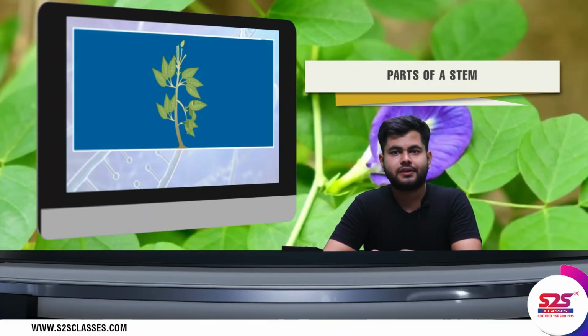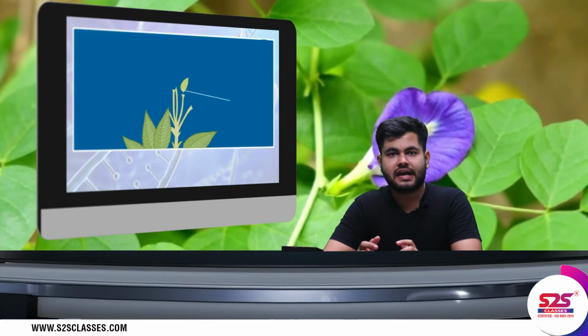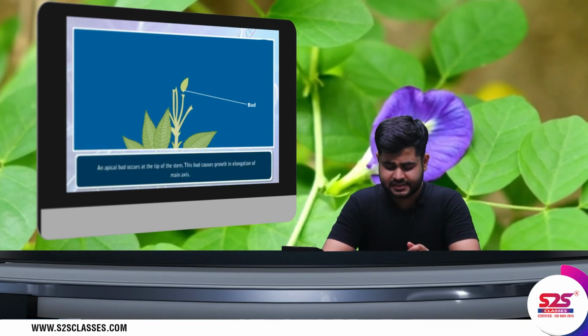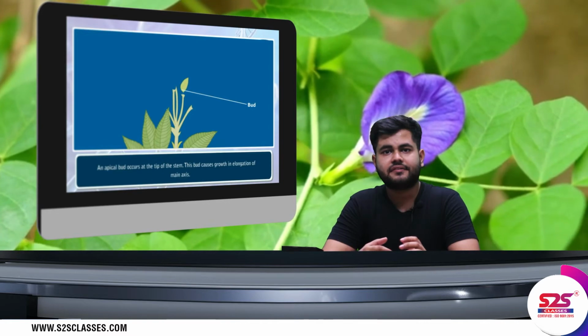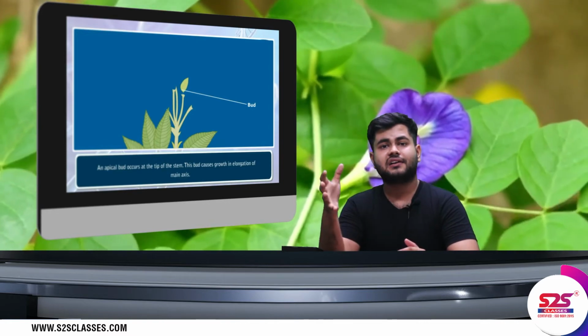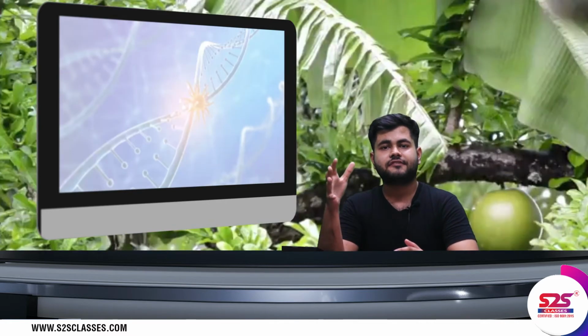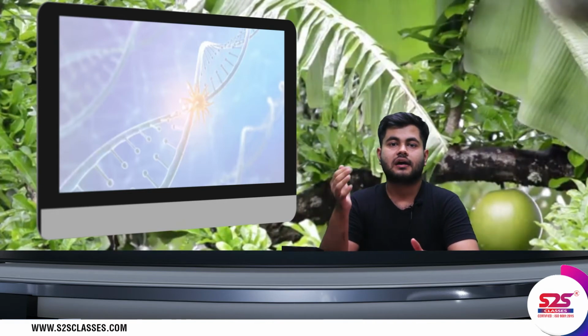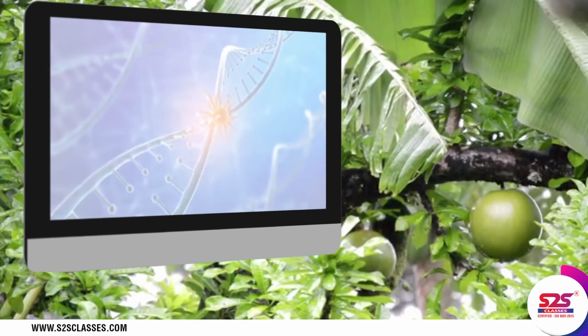So now we are through with the roots. After that we have stems. So when we study stems, the first thing that we'll study are the parts of a stem. After that we'll be moving on to branchings in a stem, and then we'll talk about what are the functions of a stem.